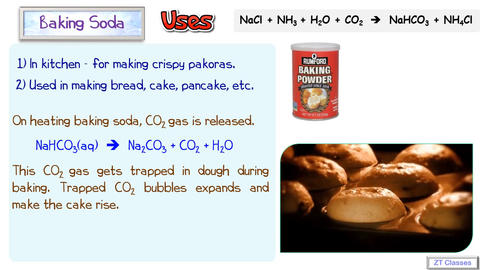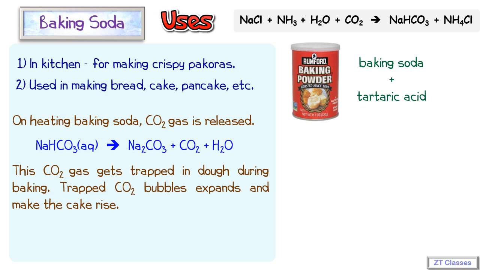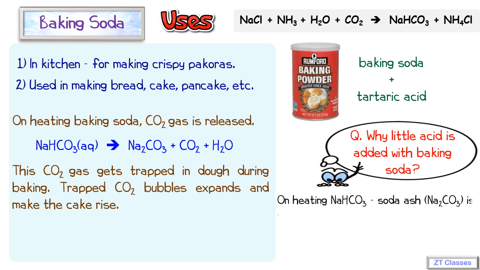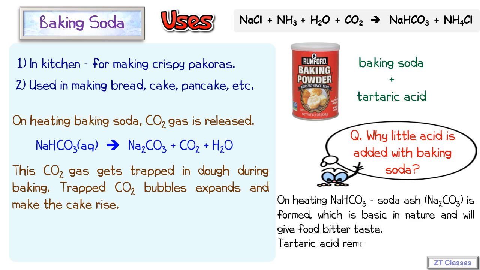Now baking powder is not only baking soda, but some amount of tartaric acid is also added in it. So why are we adding tartaric acid here? If you see the reaction, carbon dioxide is released, which gives fluffiness to the cakes, but along with it sodium carbonate is also released. Sodium carbonate is basic in nature, and that base has a slight bitter taste. So tartaric acid is added to remove that bitter taste. That acid reacts with the base to neutralize it and remove the bitter taste.